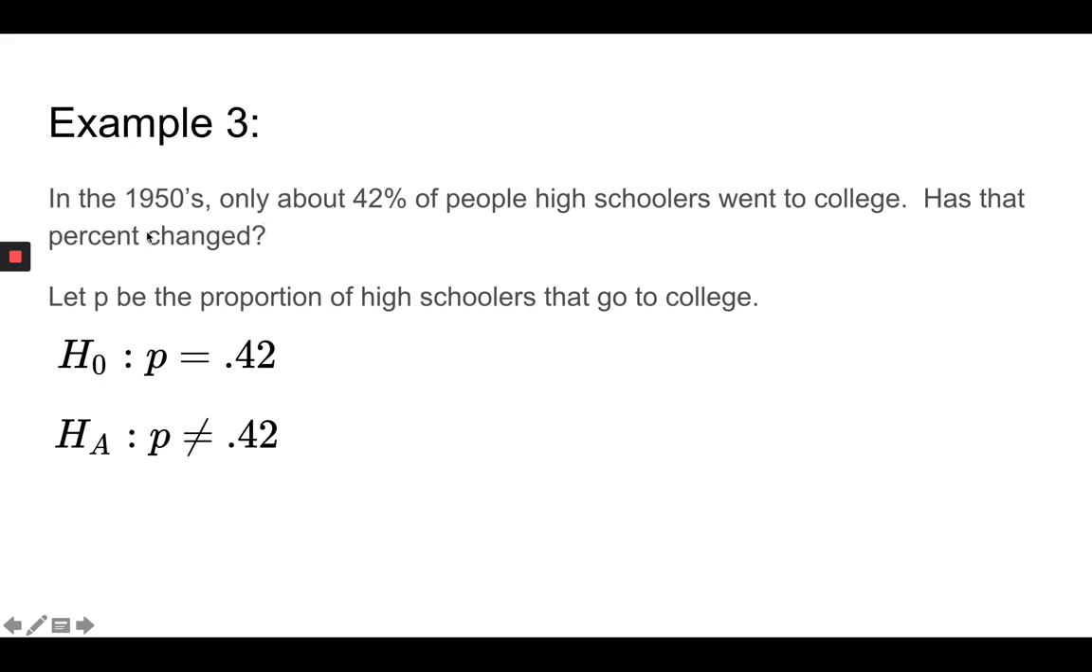And we know that because the question says, has that percent changed? If it said increased, we would have written greater than. If it said decreased right here, we would have written less than. We don't care in this case whether it went up or down. We just want to know, did it change? So we'll do not equal to as the alternative.